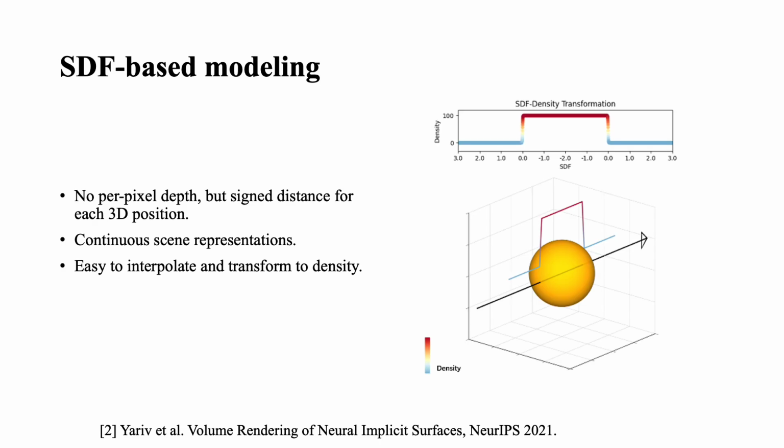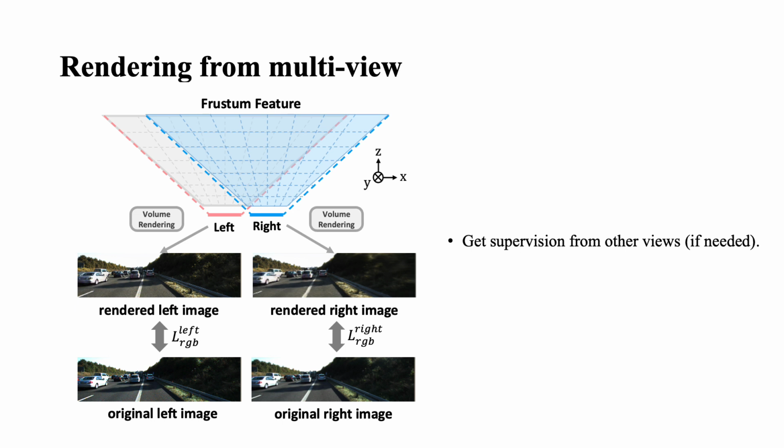Here is the example of the transformation from SDF to density. Instead of predicting per pixel depth, we predict the signed distance for each position. Such SDF-based modeling enables continuous scene representations and is easy to interpolate. We adopt the same modeling as NeuS, which allows us to transform SDF to volume density with a cumulative distribution function of the Laplace distribution. Moreover, we can render from other views as long as the view's frustum overlaps with the original view's frustum. This allows our NeRF-like representations to get extra supervisions.